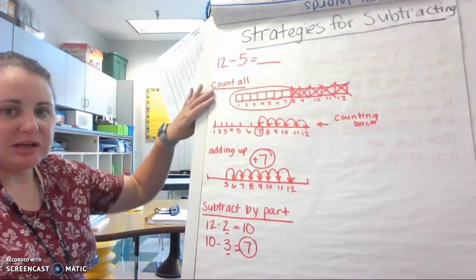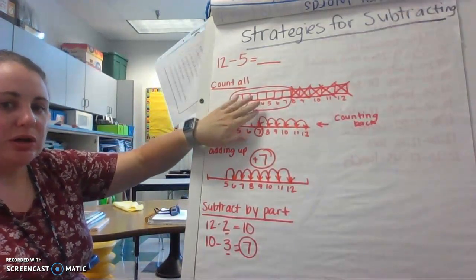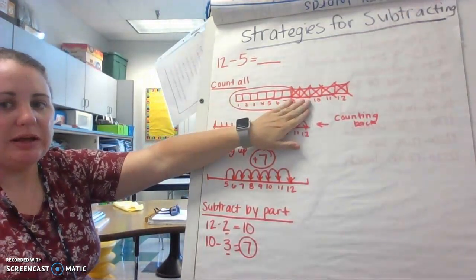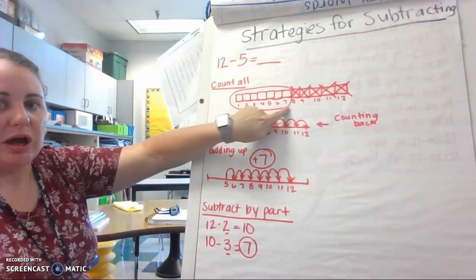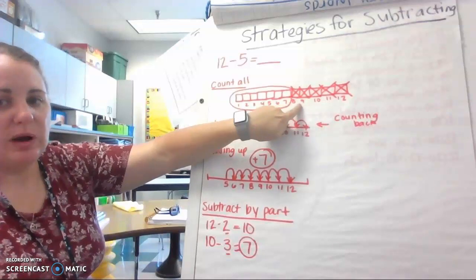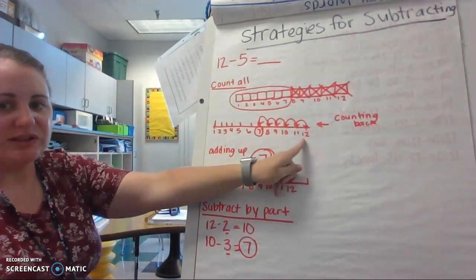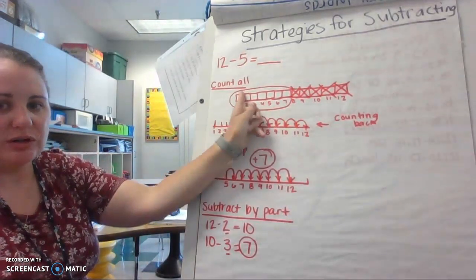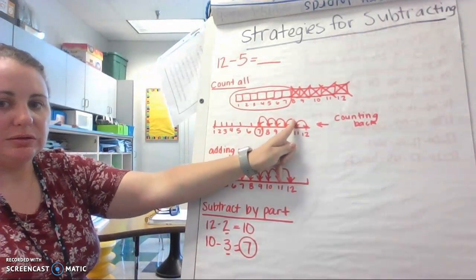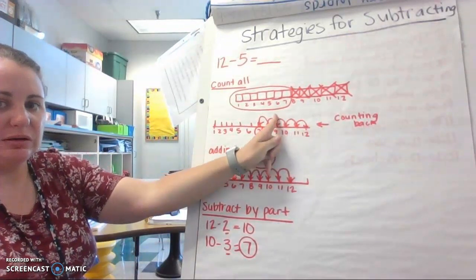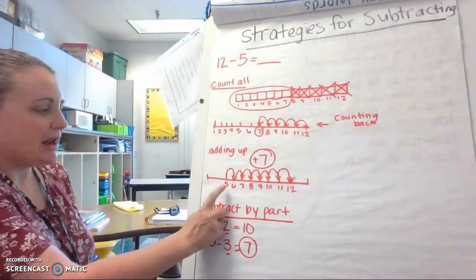So we have counting all, so I count them all. You would mostly see this in a picture. I count them all, and then I take away the ones that are being taken away. So this one, I drew out 12, took away 5, and I'm left with 7. Counting back, we start at 12 and we count backwards 5 until we get to where we land. 1, 2, 3, 4, 5. We landed on 7.